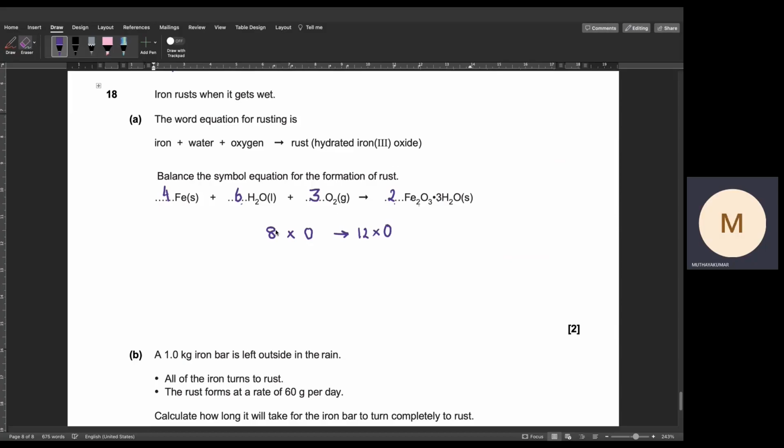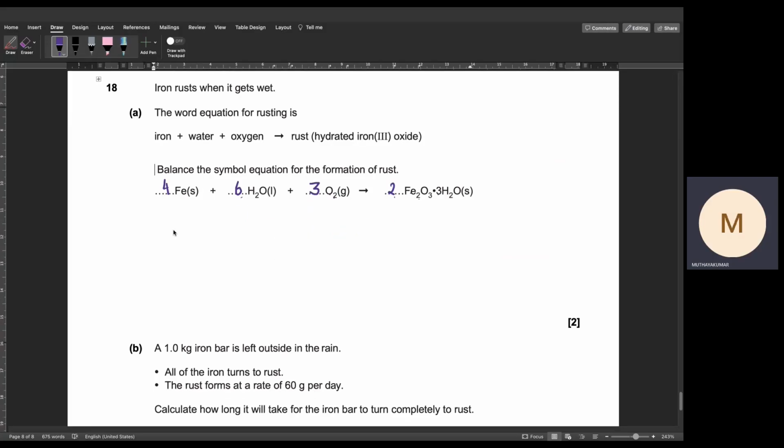So if we do another final check, we've got 12 oxygens on the right, and on the left, we've got 6 in the water, plus 3 times 2, which is an additional 6. Therefore, we've got 12 oxygens on either side. You can have any multiple of this balanced equation. So if you wanted, you could have 2 lots of iron, 3 lots of water, plus 1.5 lots of O2 to form 1 lot of hydrated iron oxide. So this is also an option.